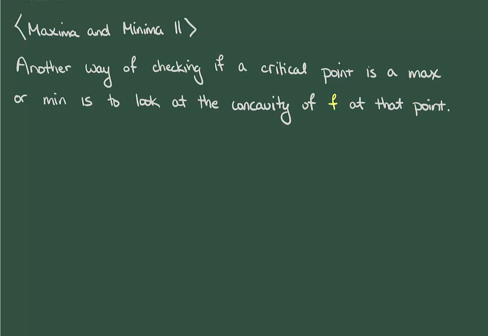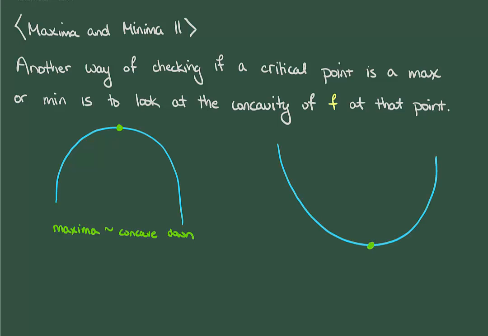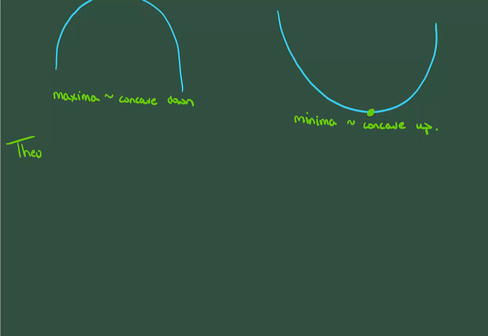We have another way of determining whether a critical point is a maximum or a minimum, and the key is to look at the concavity of f at the critical point. If our point is a maximum, then the function should be concave down. Conversely, if our point is a minimum, then f should be concave up. That's our intuition, but let's pull it all together with a theorem.